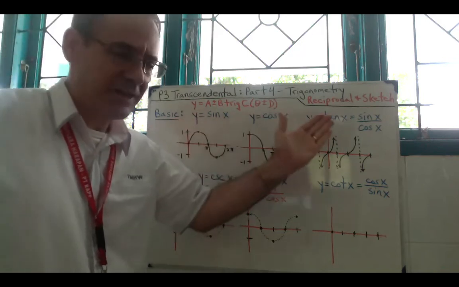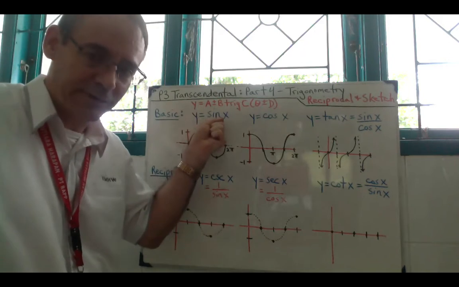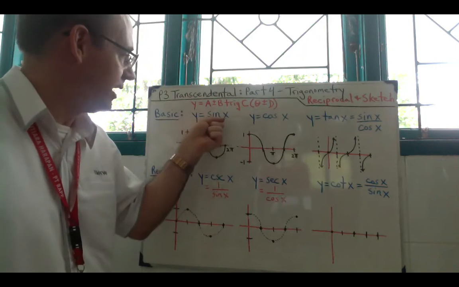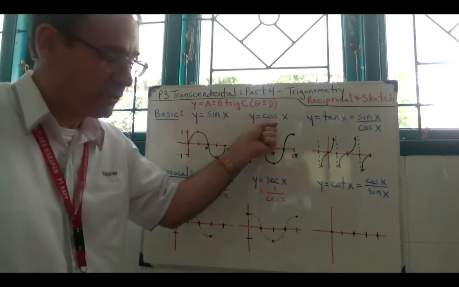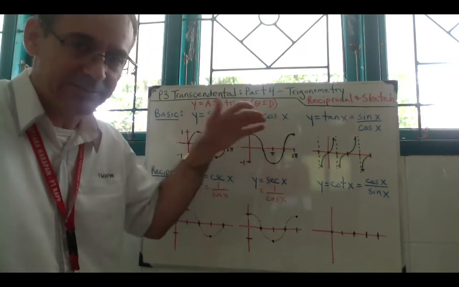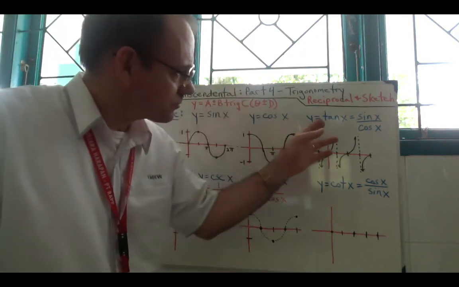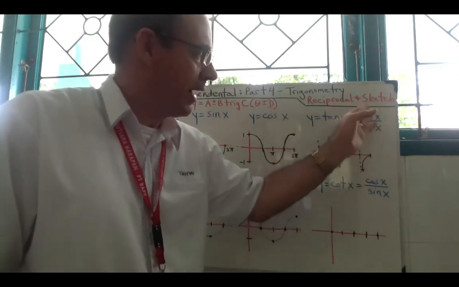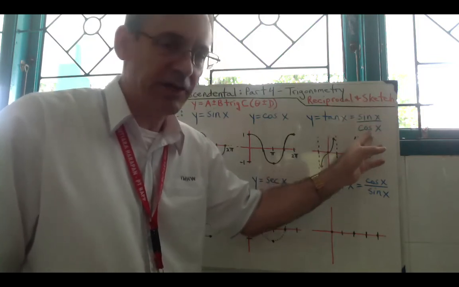So again, these relate to SOH CAH TOA. Sine is opposite over hypotenuse. So the opposite is usually the y-axis. Cosine is adjacent over hypotenuse, so usually it's talking about the x-axis. We try to use the x-axis as our point of reference. And tangent is opposite over adjacent, making it the y-axis over the x-axis, or sine over cosine.